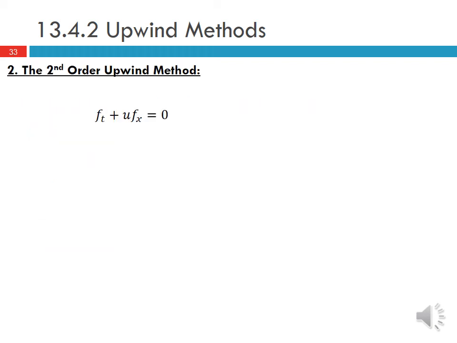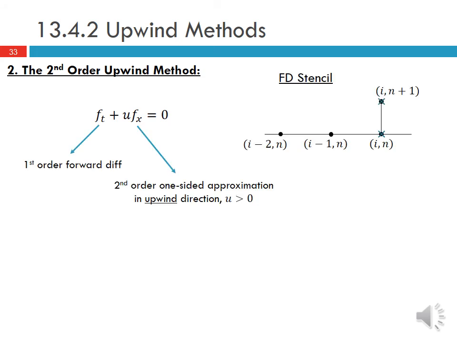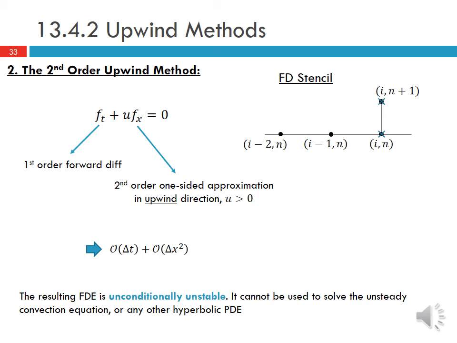So let's look at a second order upwind method for the same convection equation. So here we are going to use a second order one-sided approximation in the upwind direction, and still a first order forward difference for the time derivative. So this approximation is order delta t plus order delta x squared. And if we go through this process, the resulting finite difference equation is actually unconditionally unstable, so it cannot be used to solve the unsteady convection equation or any hyperbolic PDE.